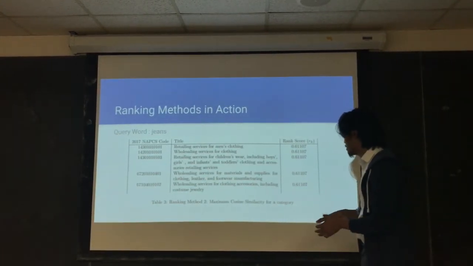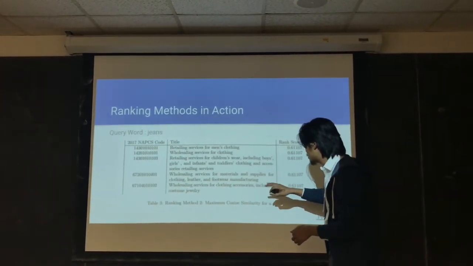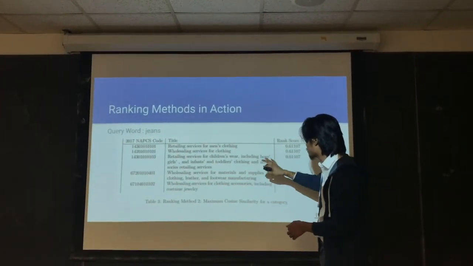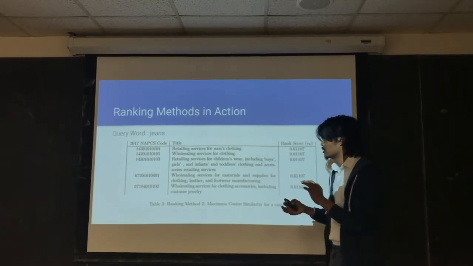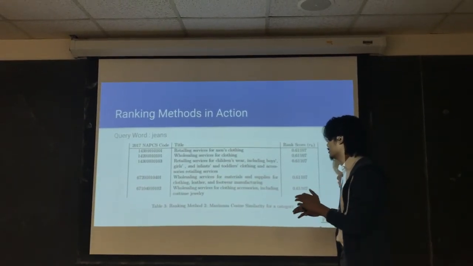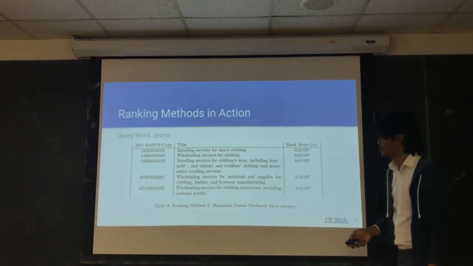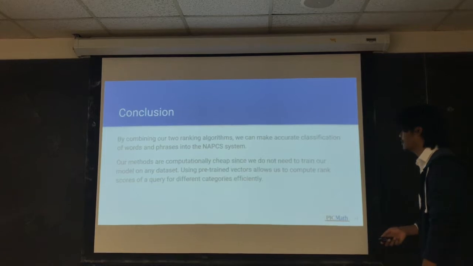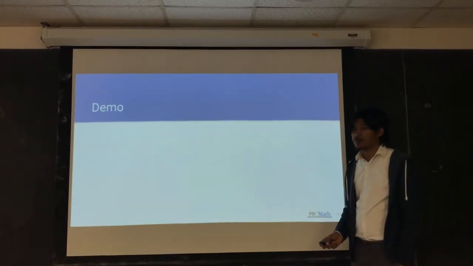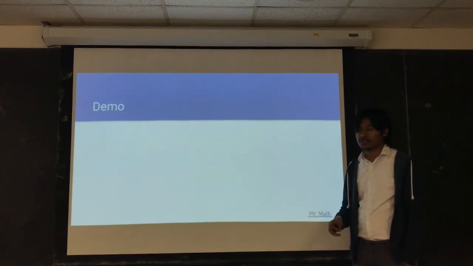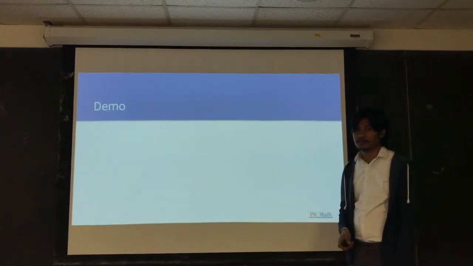While using the maximum cosine similarity, you can see all the scores are the same because each category has the word clothing, and I think that is the closest word to jeans, and that's giving us the maximum score. So these are the two ranking algorithms we are using. Biso is going to show you a demo where he puts in the query, and you can see the results.